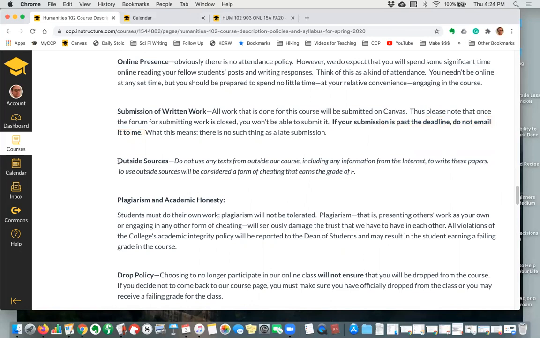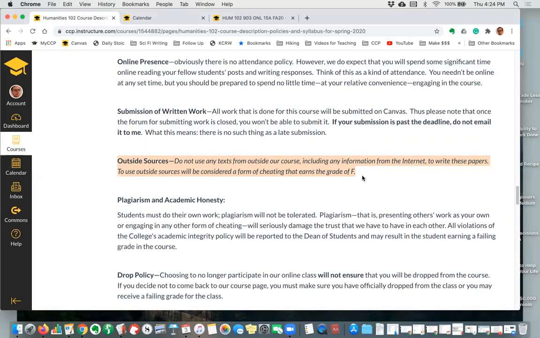All right, now I want to talk about this problem. This is a serious issue here. I don't want you to use any outside sources. I don't want you to go to the internet, and I don't want you to find any essays online, and I don't want you to look at what Wikipedia says about Frankenstein or any of that stuff. What I'm really looking for is you doing your own thinking. That is the most important thing, your own thinking and your own writing.